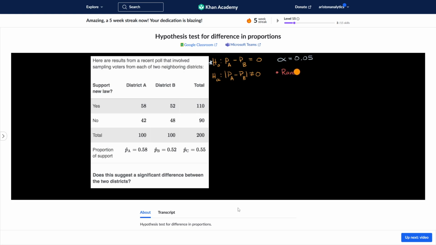You have the random condition, where you would need to feel good that both of these samples are truly random. Assuming sampling without replacement, there are at least 1,000 folks in District A and at least 1,000 folks in District B, and that would allow us to meet the independence condition. And so with that out of the way, let's assume the null hypothesis.